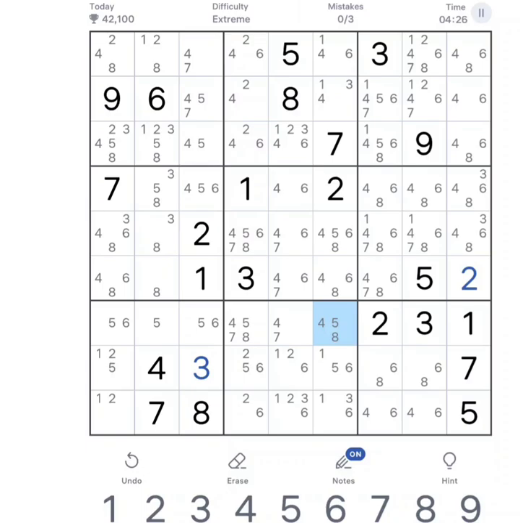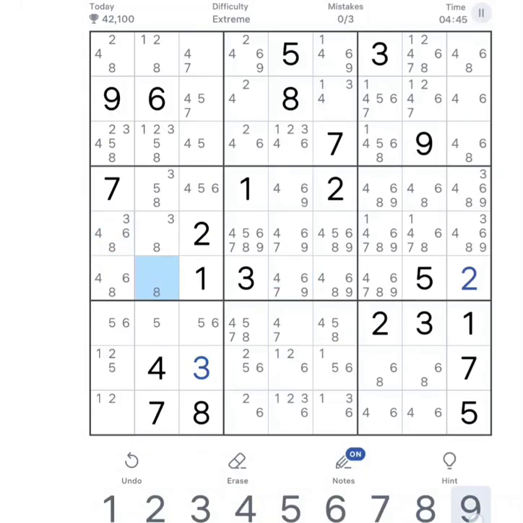When 4 can go other places, 5 can as well. 9 cannot go here or down here, so we have 9 going up here. 9 cannot go here, so it can go anywhere there and there. 9 can go anywhere here.